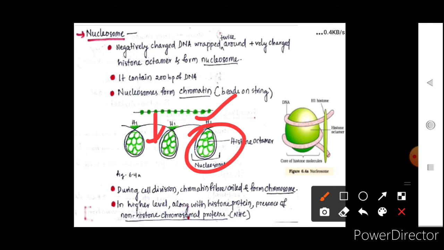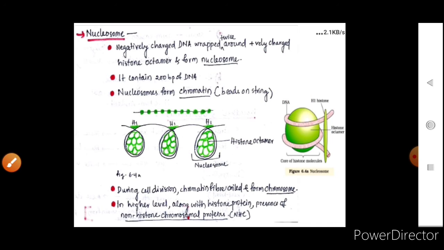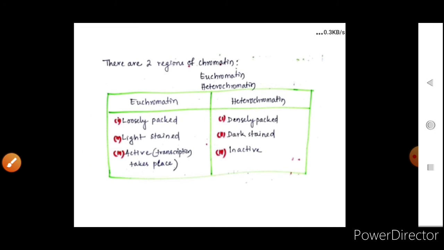Okay, and many nucleosomes will be there, and each nucleosome will be having what? 200 base pair of the DNA. Okay, and during cell division, chromatin fiber is coiled and it forms a chromosome. In higher level, along with histone protein, presence of non-histone protein is there, which will help in the packaging of the DNA.